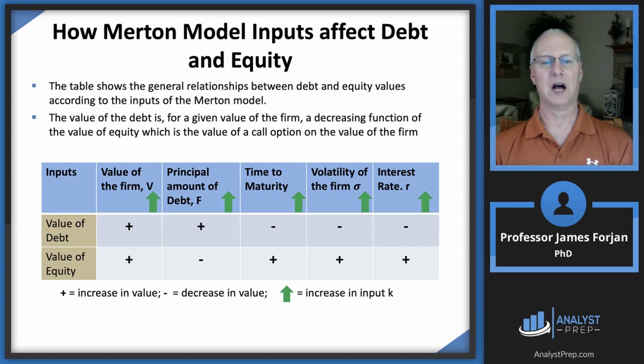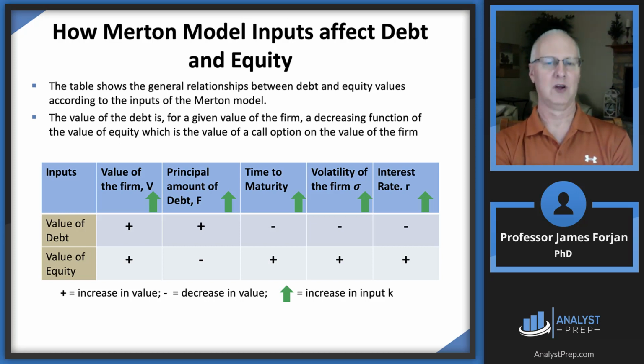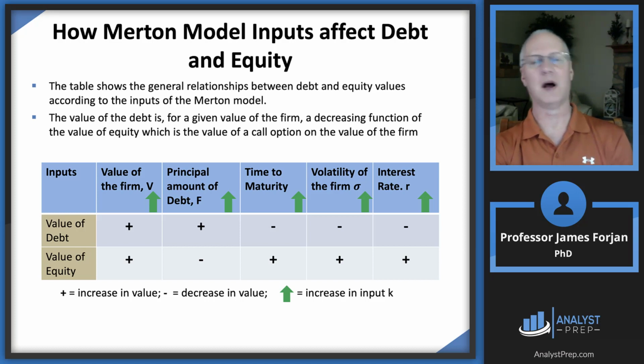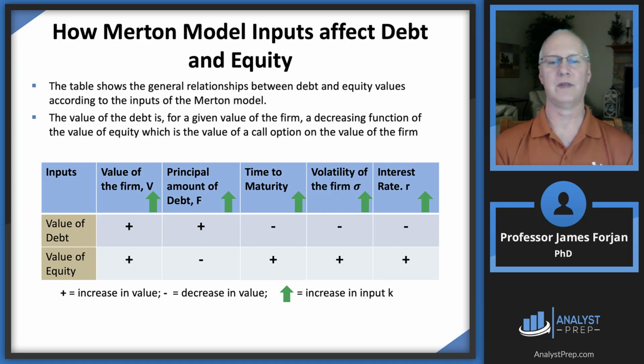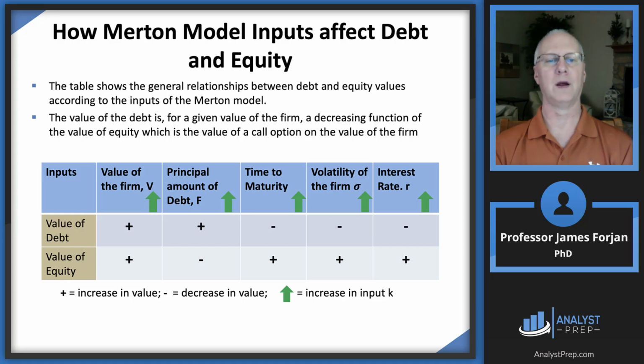Now, the second column is interesting, right? The value of the debt, as the principal or the par value of the debt increases. In other words, as a firm issues more and more bonds, it becomes highly leveraged, right? And so when there's lots and lots of bondholders in line to be paid before the shareholders, then the value of the equity has to fall. But the principal amount of the debt, that'll just accumulate. So that's why there's a plus sign there.